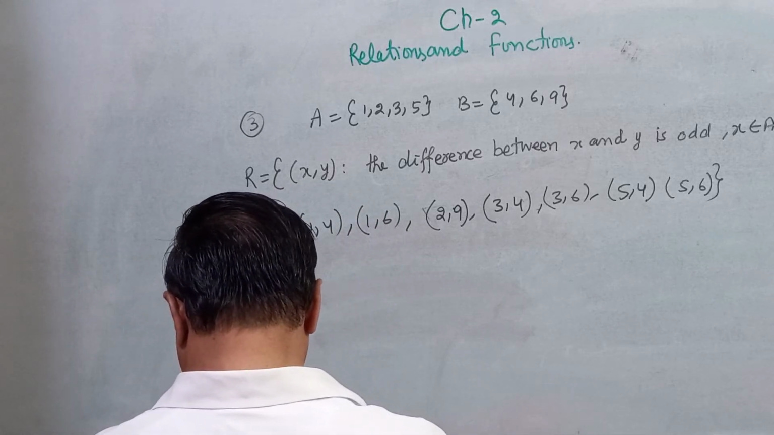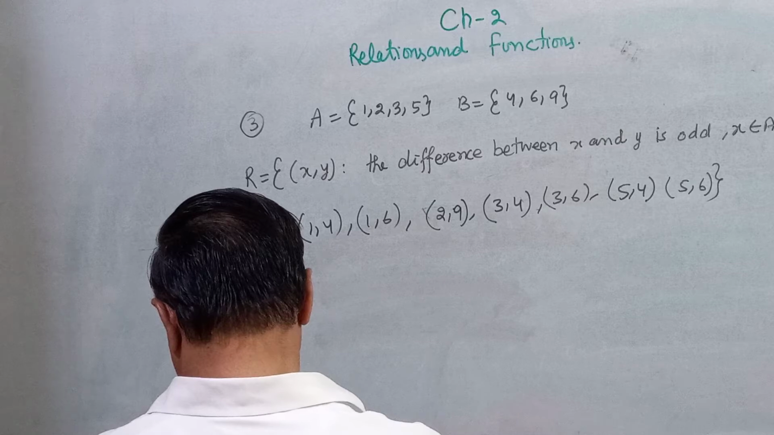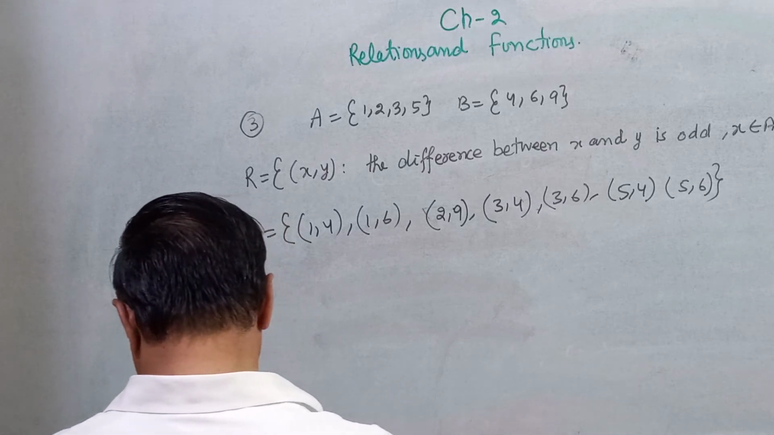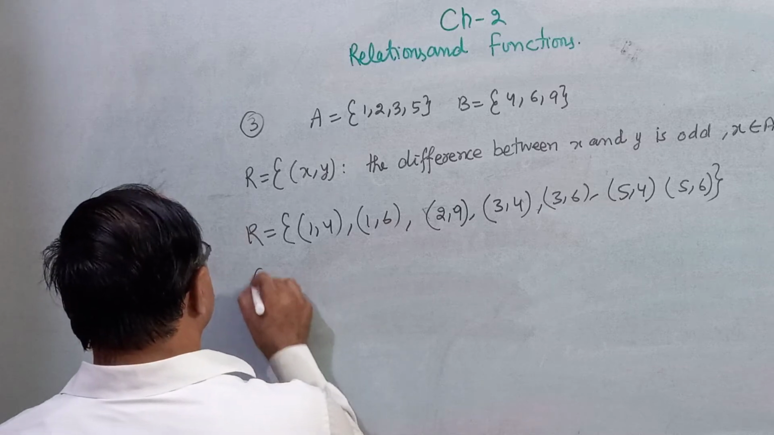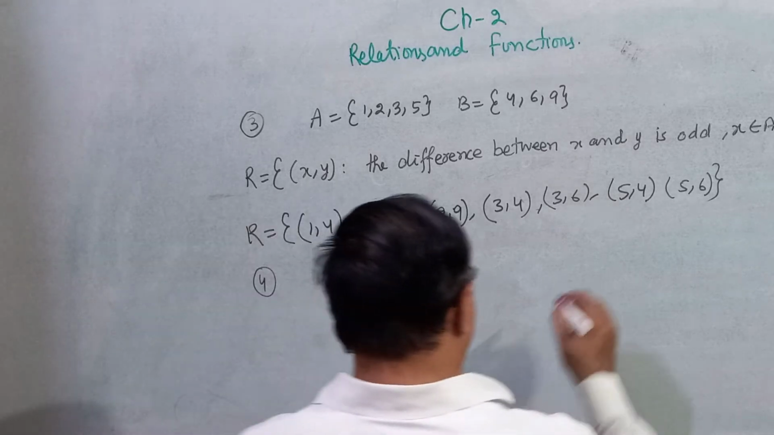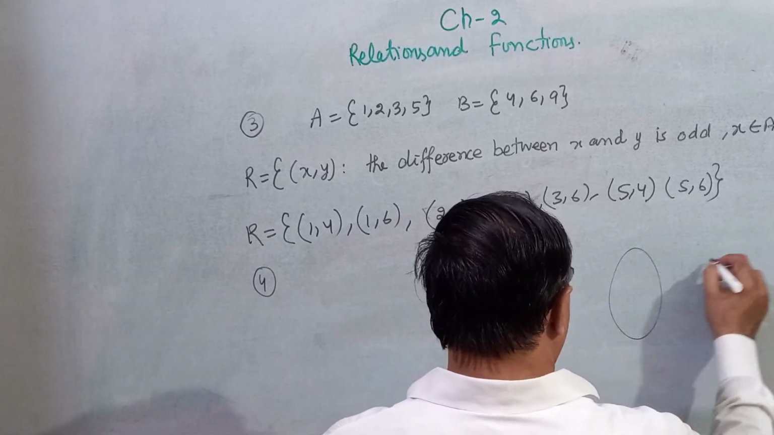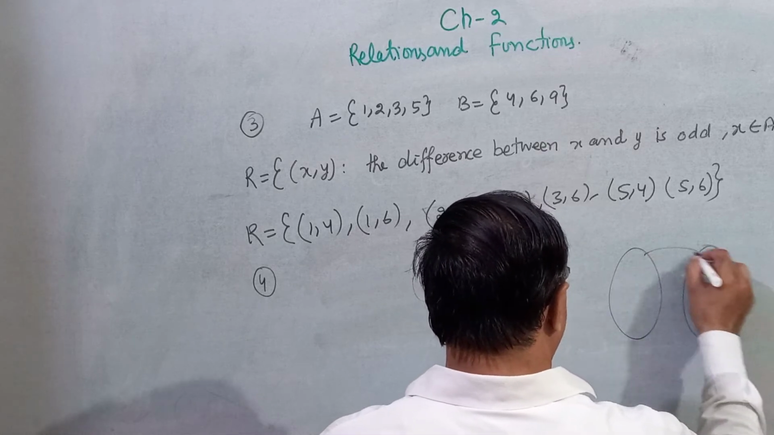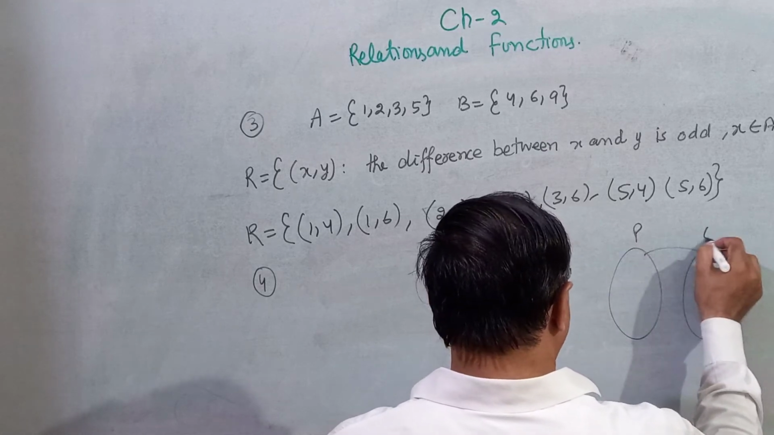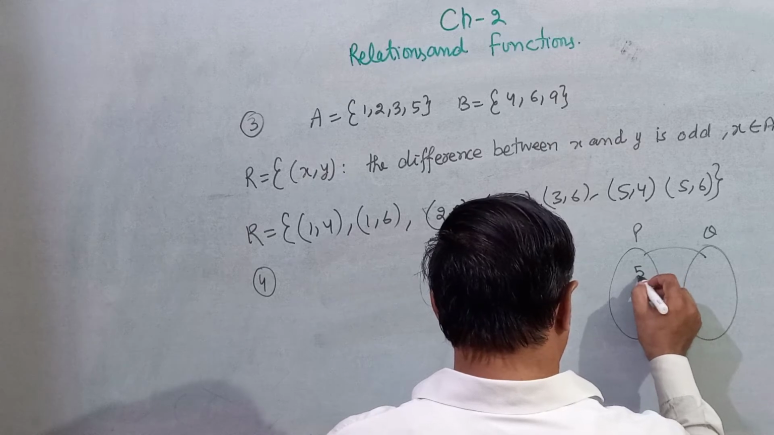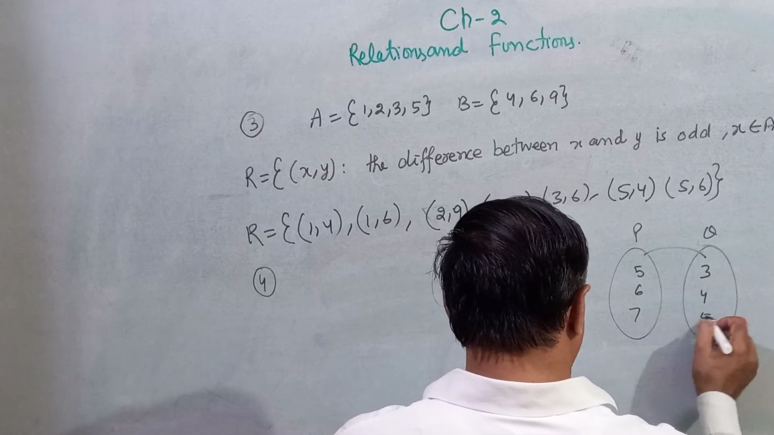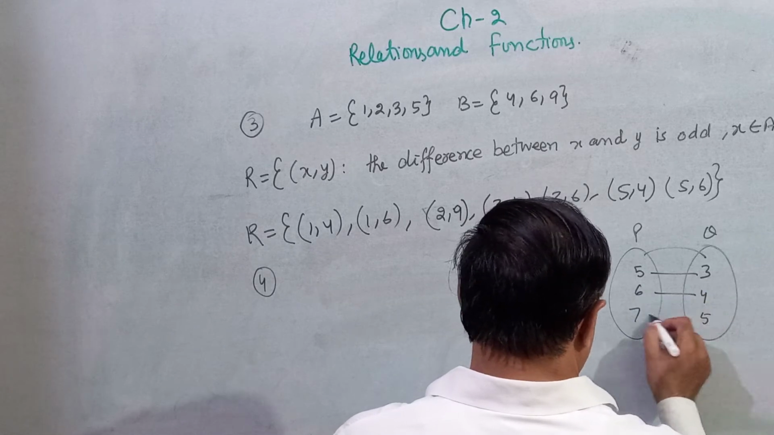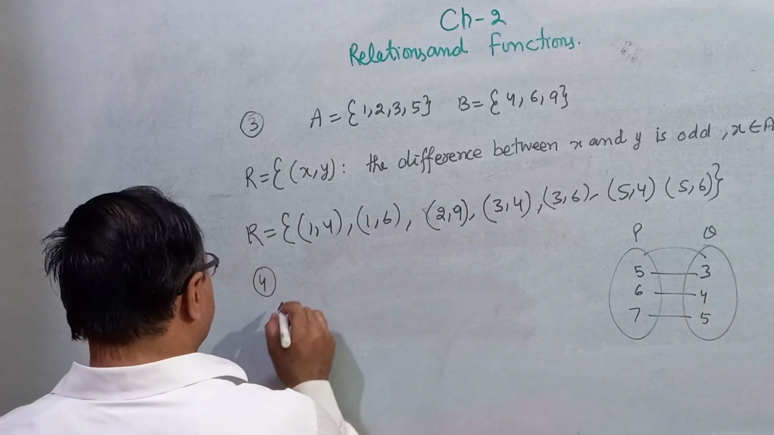Next we solve question number 4. Write in the set builder form. This is set P and this is set Q. Elements of P are 5, 6, 7, and elements of Q are 3, 4, 5. Write R in the set builder form.